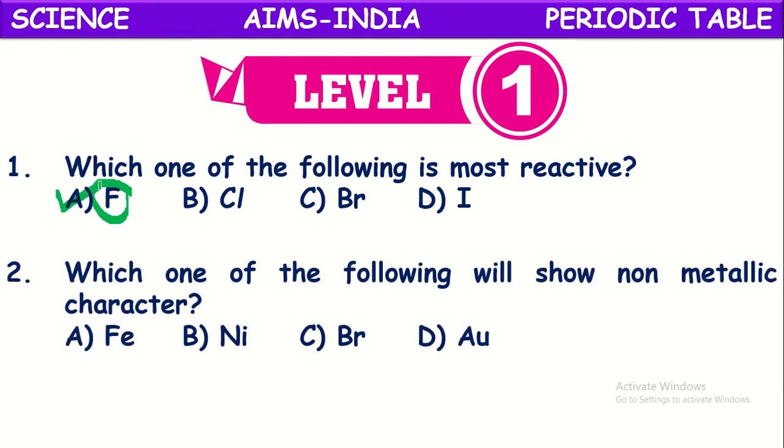Okay, next one. Which one of the following will show non-metallic character? Here some elements are given. Identify which is the non-metallic element among these. We know iron, nickel, and the last one, gold, these three are metals, isn't it? The only non-metal among these is bromine. It is a liquid non-metal, isn't it? Bromine is the only non-metal which exists in the liquid state at room temperature. So bromine is a non-metallic element and it is a liquid non-metal.